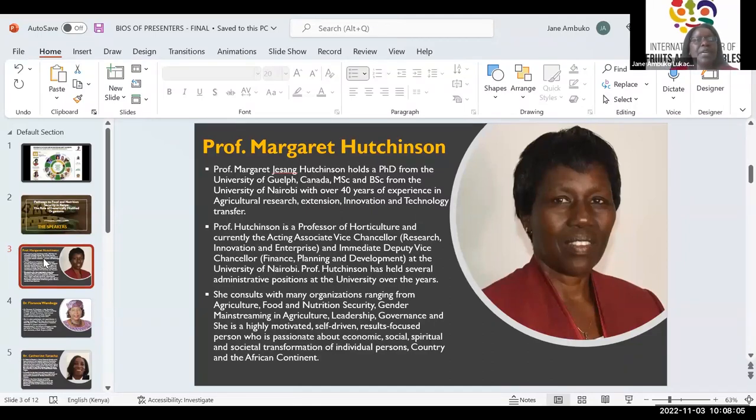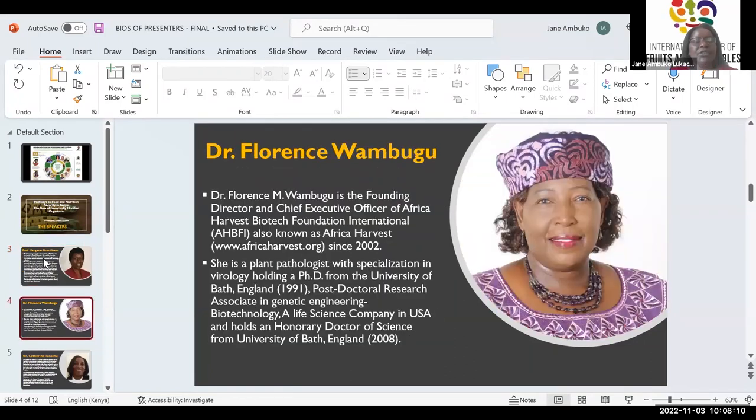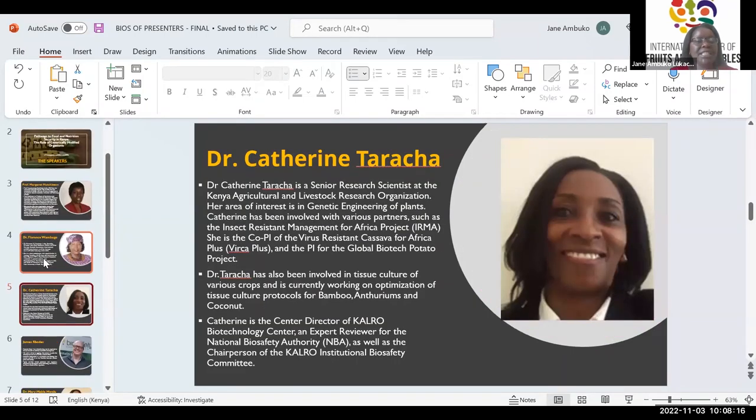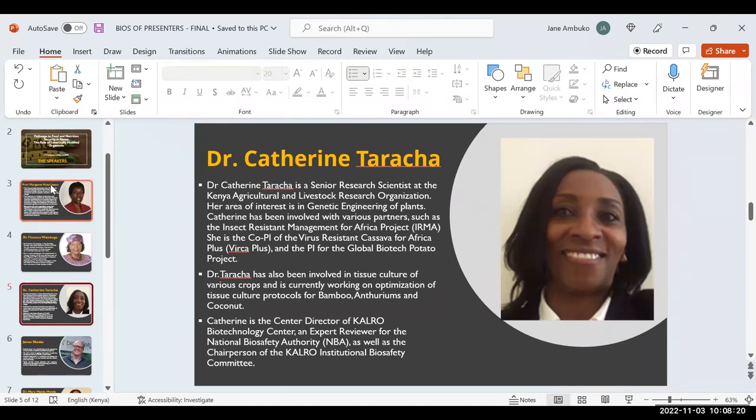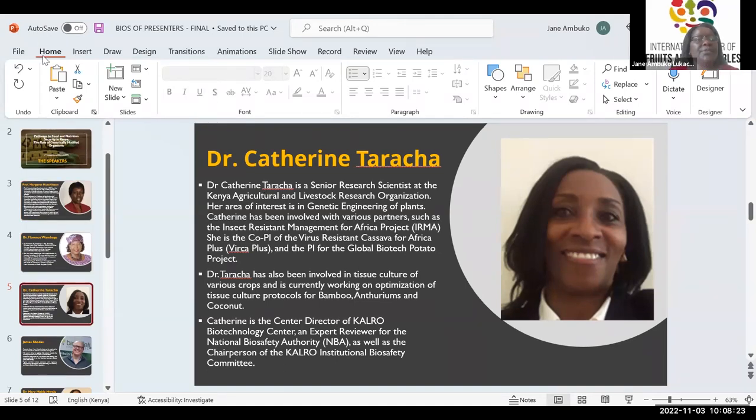So we have our chief guest being Professor Margaret Hutchinson. We have Professor Dr. Florence Obogo. I'll pin this when they start to speak. We have Dr. Catherine Taracha from Cairo.